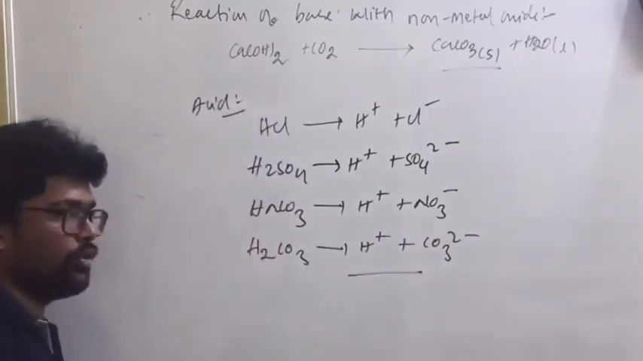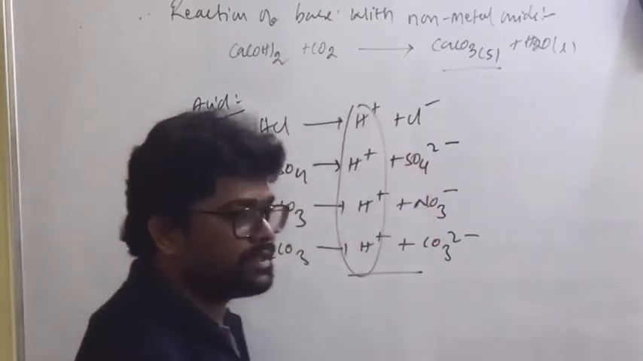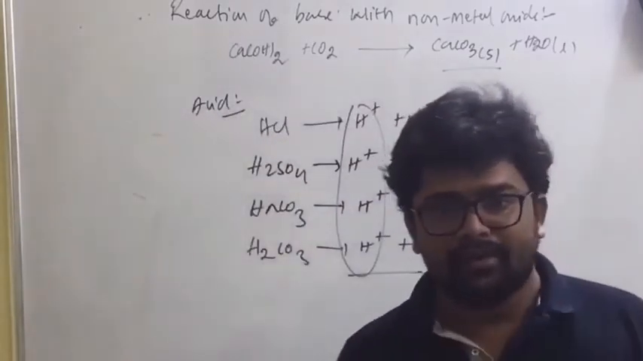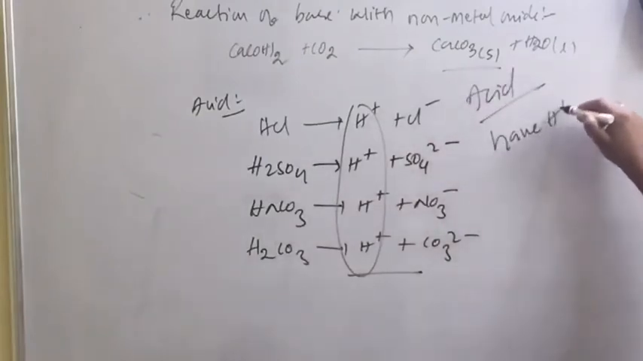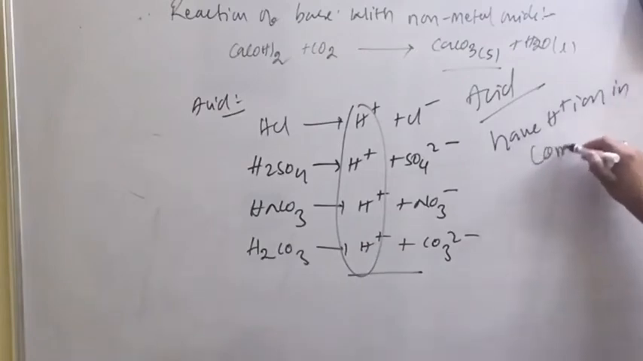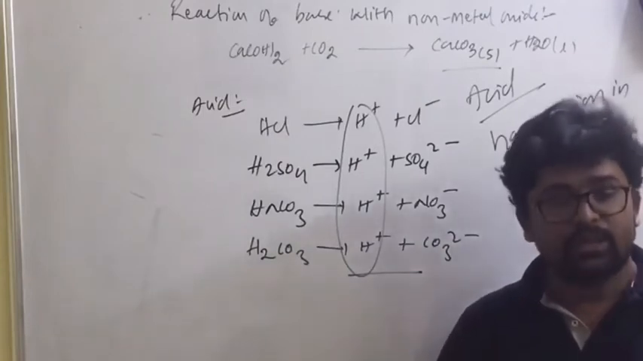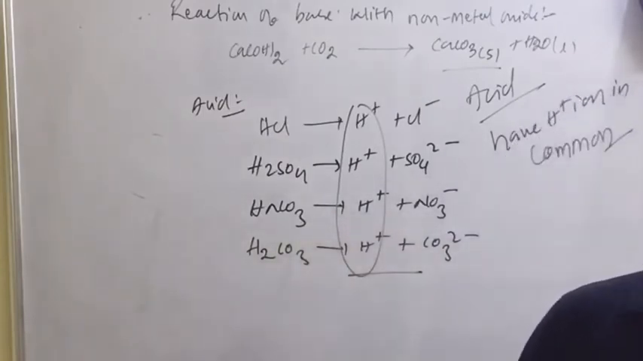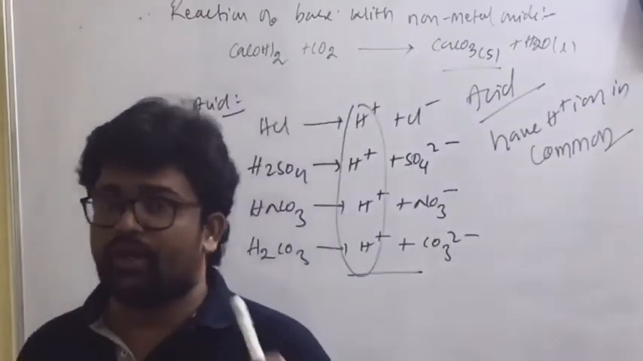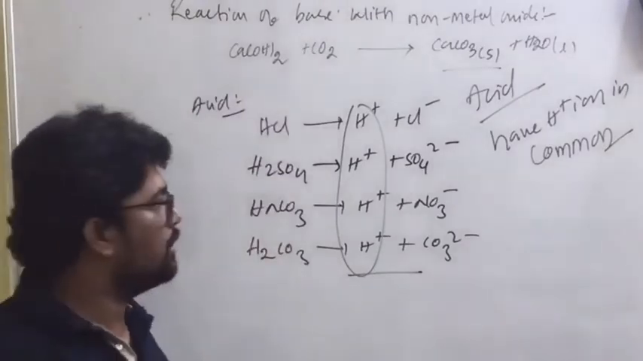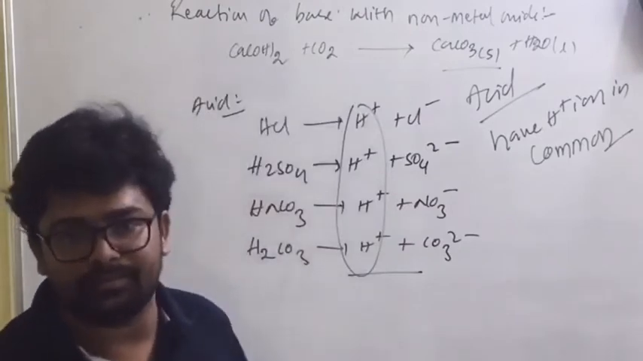Now you should be able to give me an answer. What do acids have in common? All the acids have H plus ions in common. So we can say that all acids have H plus ions in common. Now the question comes: do acids release H plus ions in aqueous solution or not? It's an important activity. Yes. When do these acids release H plus ions? Acids release H plus ions in the presence of aqueous solution.